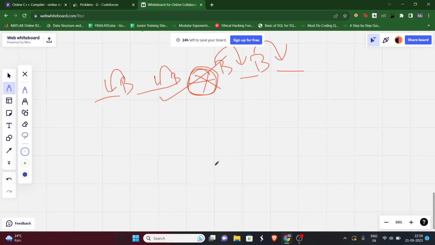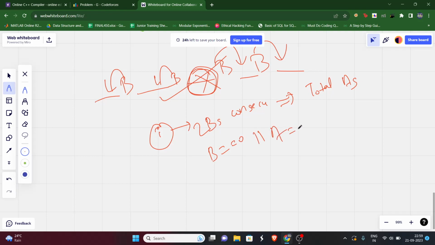I'll just summarize everything. So what was the first scenario? The first scenario was, if there are two B's consecutively, then our answer will be the total number of A's. If either b equals 0 or a equals 0, in that scenario the answer will be 0.